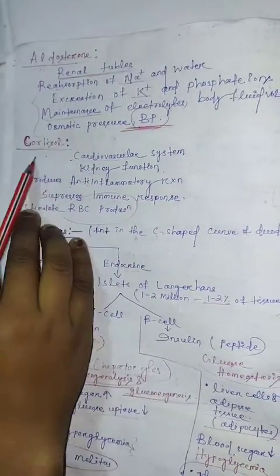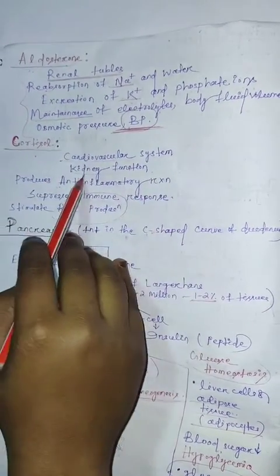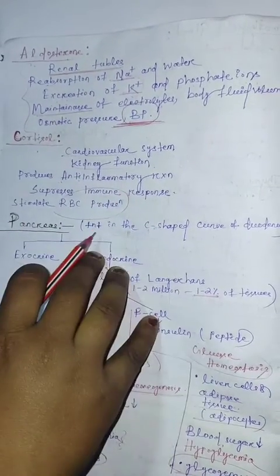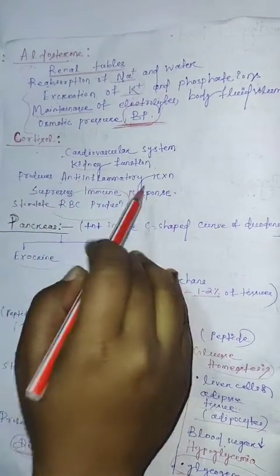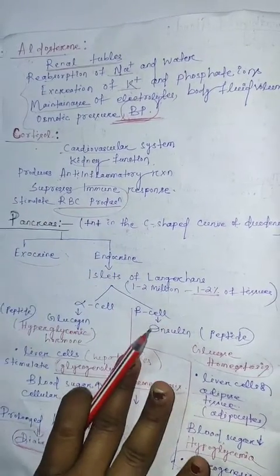Moving on to cortisol. Cortisol acts on the cardiovascular system. It helps in kidney function. It produces anti-inflammatory reaction and suppresses immune response. It stimulates RBC production too.